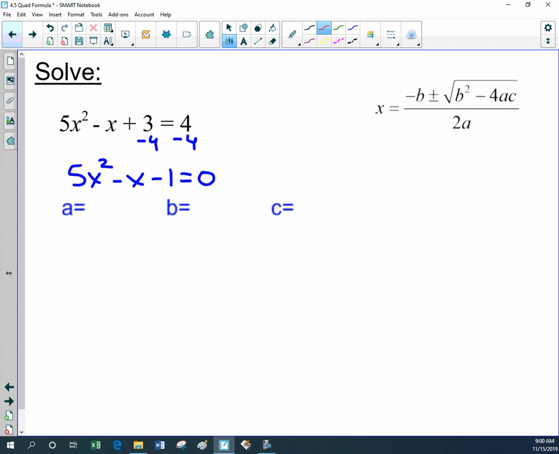Okay, so then what is the value of A? A is 5, B is -1, C is -1. Okay, so I'm going to give you a minute just to type that into your calculator.